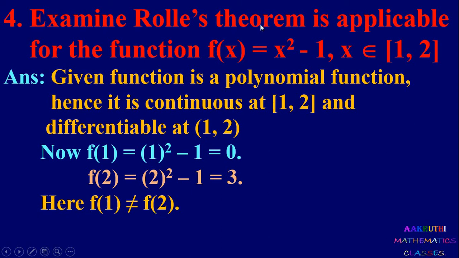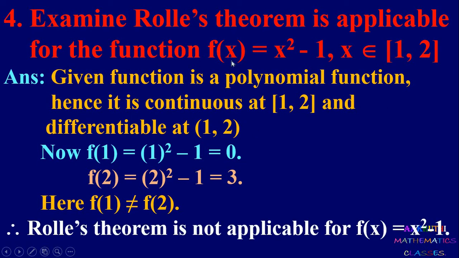So therefore condition for Rolle's theorem is not satisfied. So therefore Rolle's theorem is not applicable for given function f of x equal to x square minus 1. So Rolle's theorem is not applicable for the function f of x equal to x square minus 1 since f of 1 is not equal to f of 2.